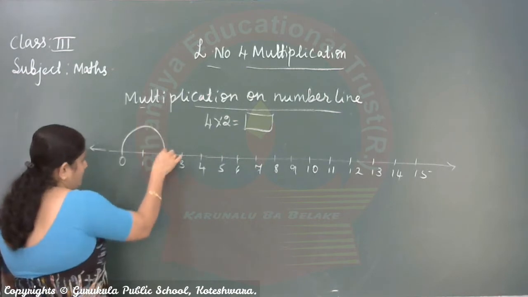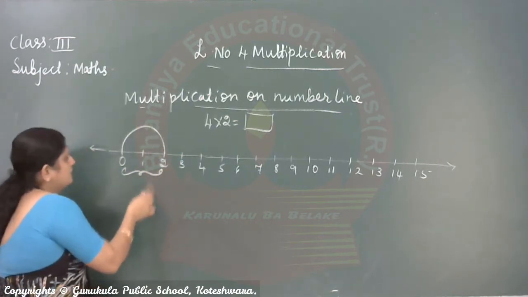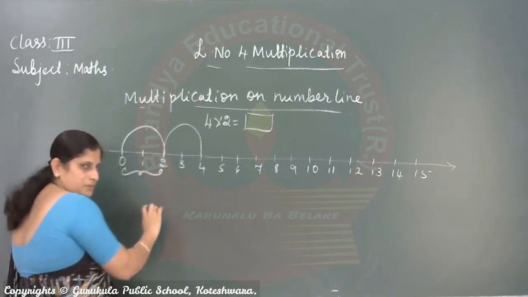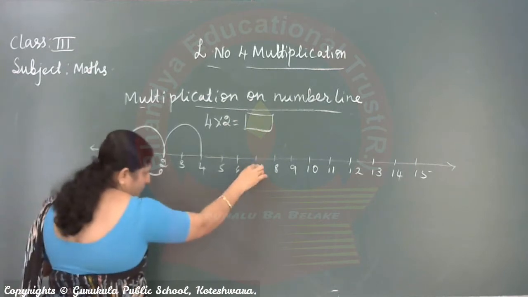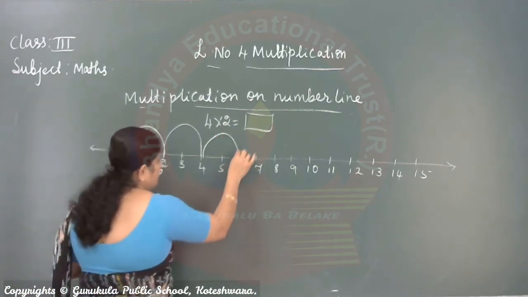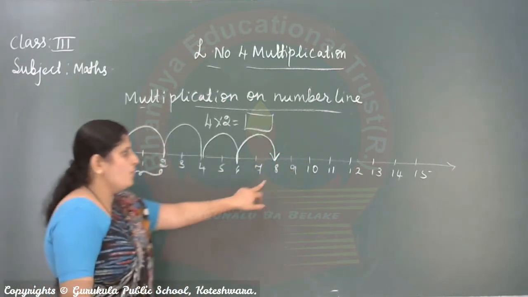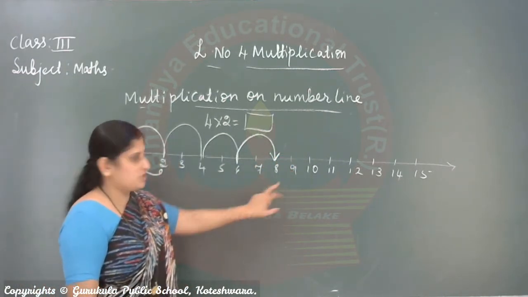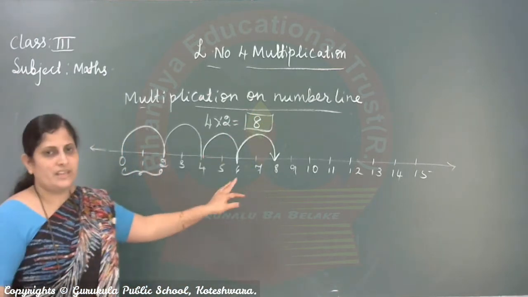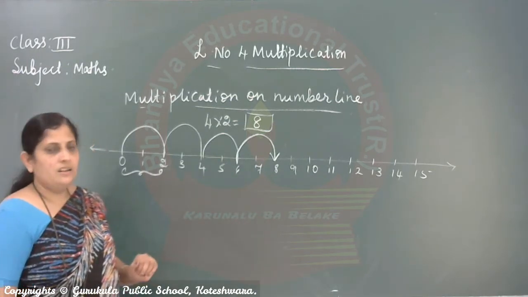Here is 1 jump. We have to use only 2 steps. These 2 steps, correct? Now 1 jump, 2 jump. Each jump is only 2 steps. Then 3 jump, 4 jump. Where have we reached now? We reached 8. Yes? Is this correct? 4 twos are 8. Yes. 4 twos are 8.